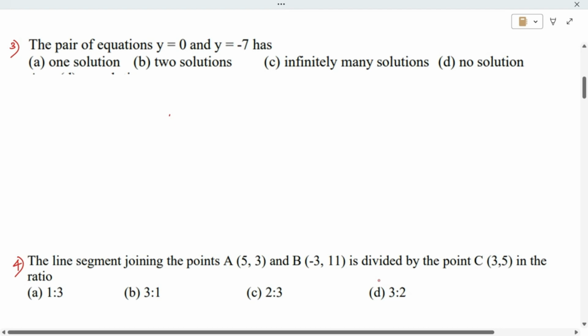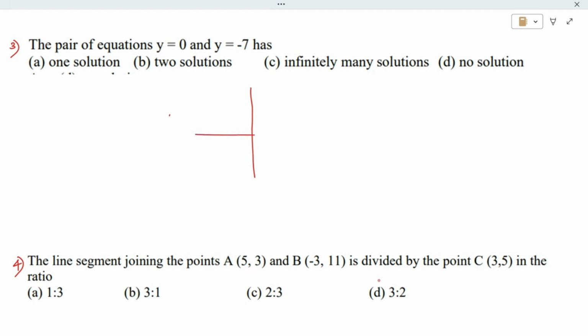Question number 3. The pair of equations y equal to 0 and y equal to minus 7 has. So when I am plotting y equal to 0, that line will be here, right? This is the y equal to 0 line. And what is y is equal to minus 7? So it will be somewhere here, isn't it? So this is another equation line. So think of, if these two lines are not going to intersect, I will not get any of the solutions, isn't it? Hence, the option is D, no solution. So only when two lines intersect, you will get the solutions.